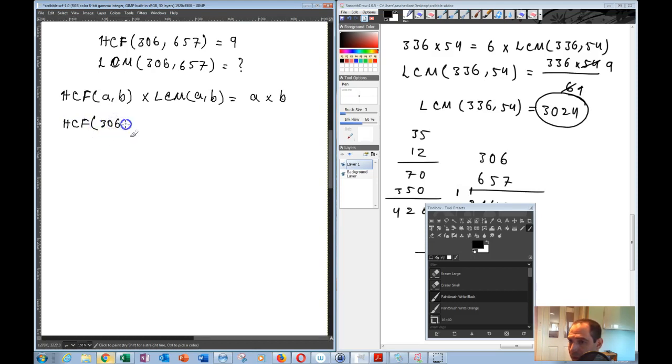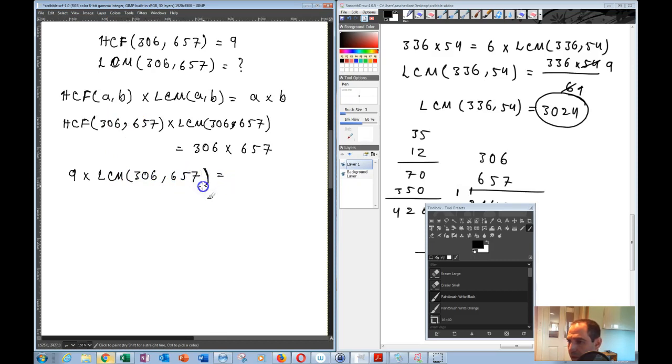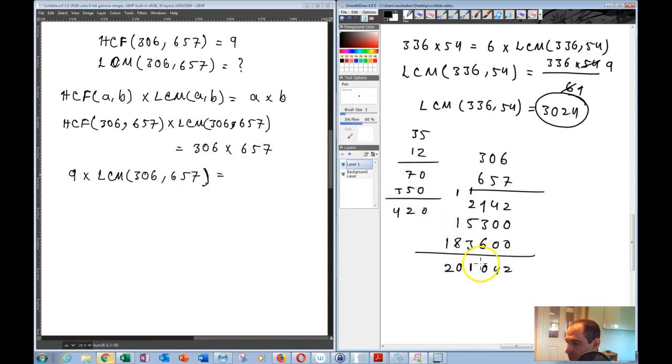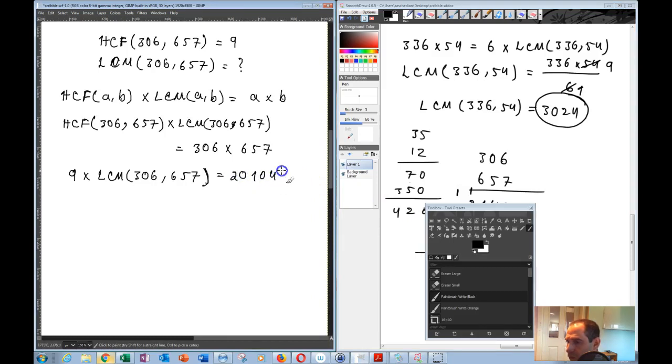So that means that the HCF of 306 and 657 times the LCM of the same two numbers, 306 and 657, is equal to 306 times 657. Now the HCF of these two numbers is equal to 9. The LCM of these two numbers that we want to find is equal to the product of the two numbers, 201,042, divided by 9.